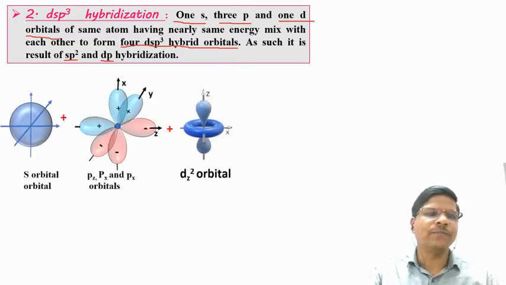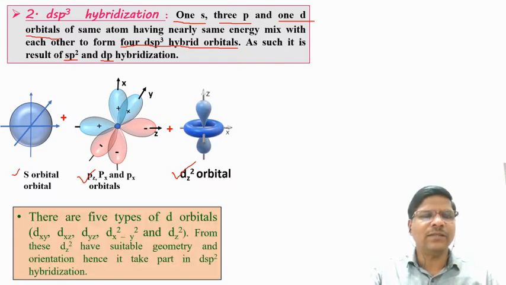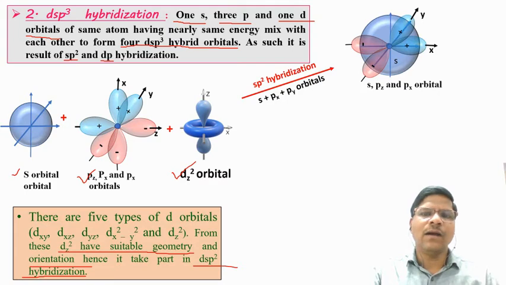So we have s orbital, 3p orbitals, and 1d orbital. So why have we considered the dz square orbital from the five types? The reason is that the dz square orbital has suitable geometry and orientation for the dsp3 hybridization, and we can explain the geometry of the molecule involving the dz square orbital. Okay, this is the reason.